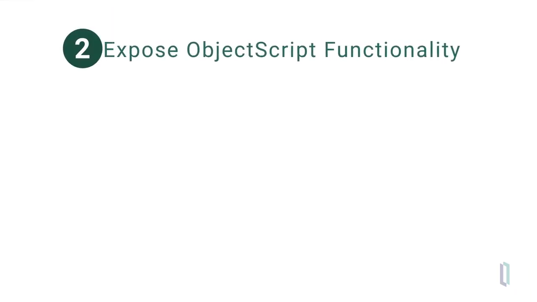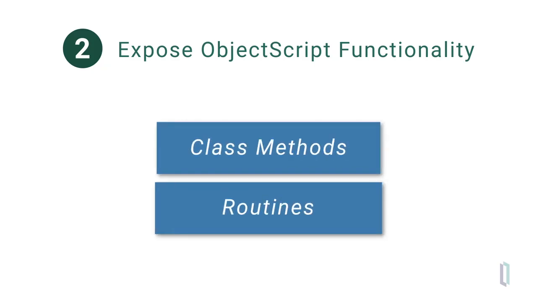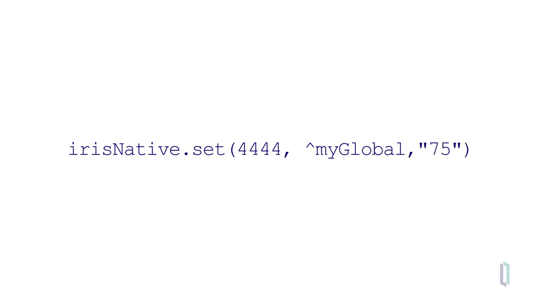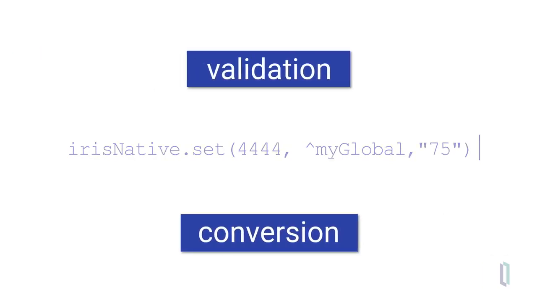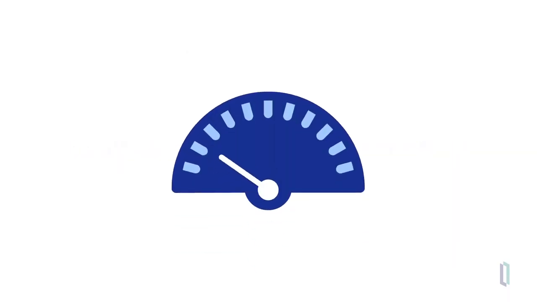Another benefit of the native API is its ability to expose core InterSystems ObjectScript functionality, such as running InterSystems class methods or routines from your Node.js application. In the example in this video, you will see several ObjectScript equivalent actions being executed using Node.js code and the native API. Before looking at an example of using the native API with Node.js, it is important to note that directly accessing and manipulating globals in InterSystems IRIS comes with certain restrictions, specifically the lack of data validation and conversion. However, using the native API does give you fast and direct access to your data in InterSystems IRIS.